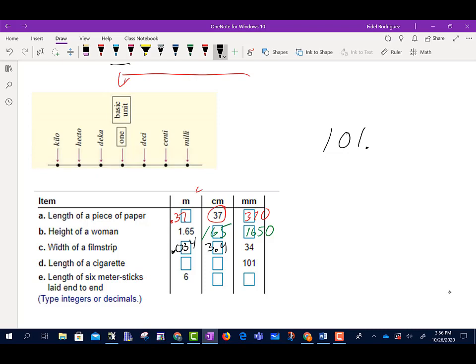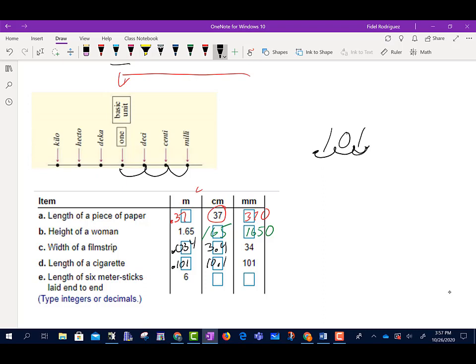All right, so we're at millimeters, and we want to go to centimeters. So I'm going to move one space to the left. So this here is going to be 10.1. And then from millimeters to meters, I'm going to go 1, 2, 3. So 0.101.